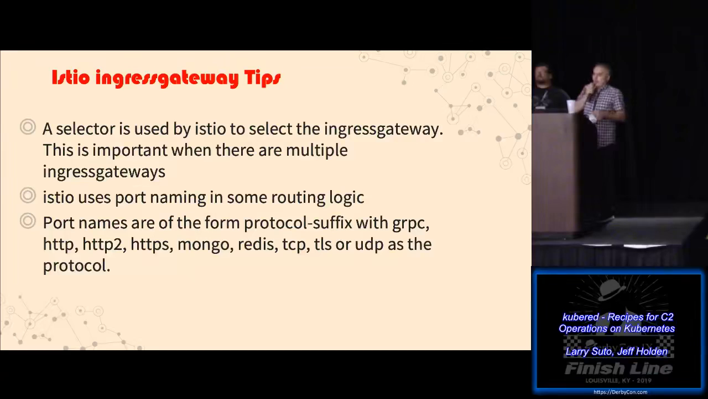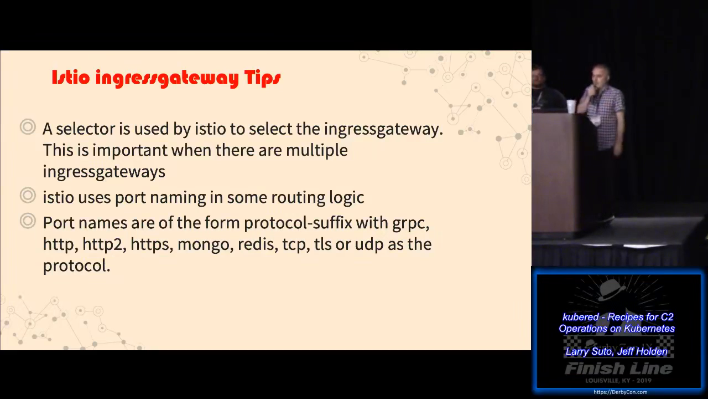So just some tips on Istio ingress gateway. We have selectors used by Istio to select the ingress gateway. So basically, when you create a virtual service to do the routing rules, you'll want to select which ingress gateway you're going to receive the traffic from. The gateway is really your redirector for that particular virtual service, which is your routing rules for whatever containers you're using for the C2.